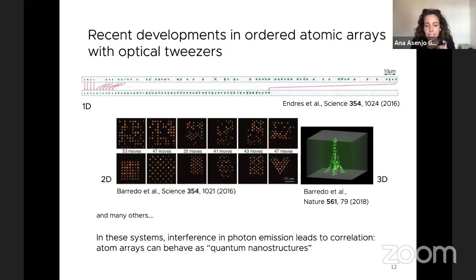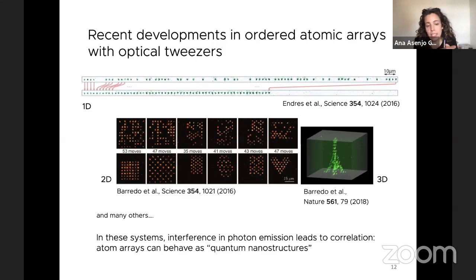The answer is that there has been amazing progress in realizing atom arrays with optical tweezers. So now I would say it's almost quite doable or accessible for many experimental groups to realize defect-free 1D, 2D, and even 3D ordered arrays, at least 1D and 2D.